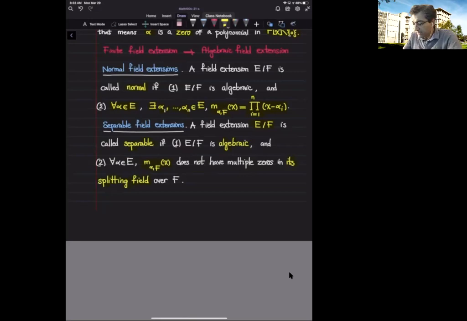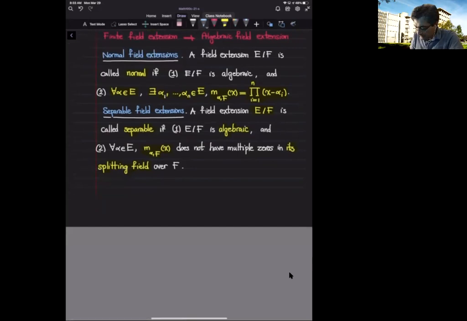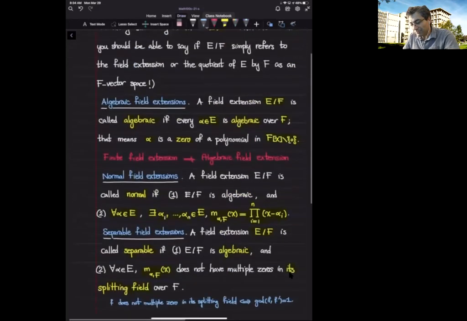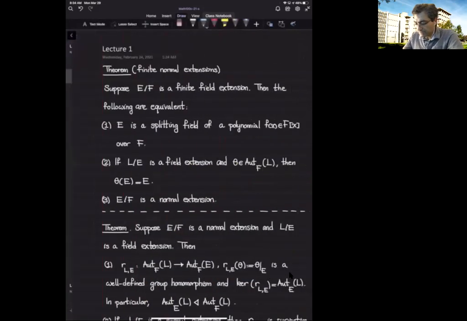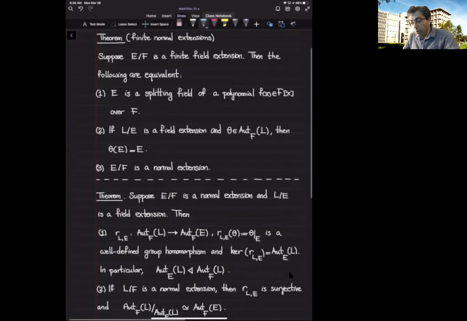It is also useful to point out that we had proved that a polynomial f does not have multiple zeros in its splitting field if and only if it is coprime with its derivative. We will come back to this important criterion later in order to understand separable extensions better. But for now, I want to remind you of some of these concepts that we have discussed in the previous quarter. Now, let me quickly go over some of the important theorems that we have proved about these concepts.